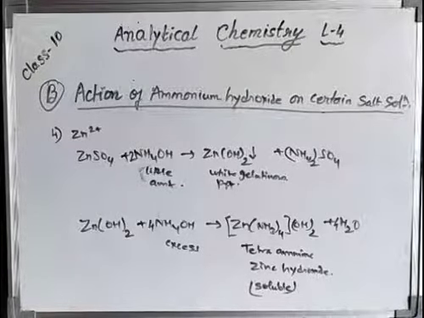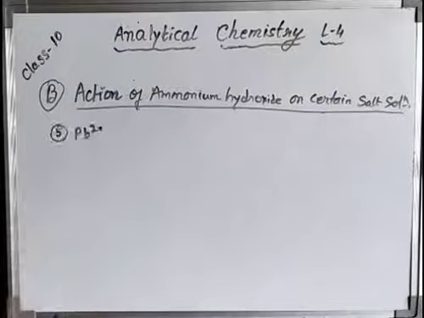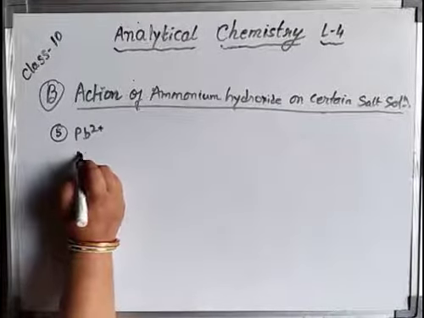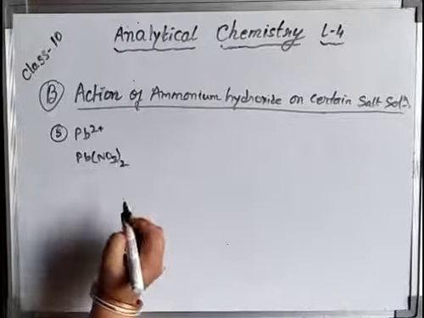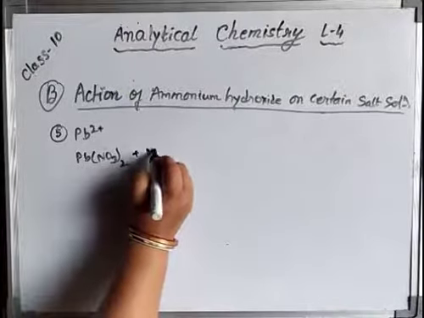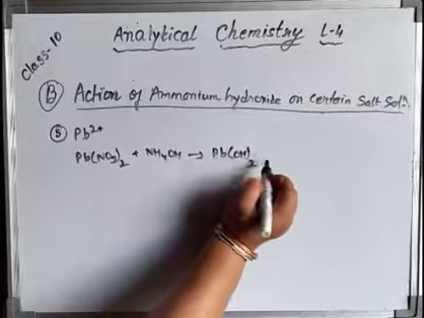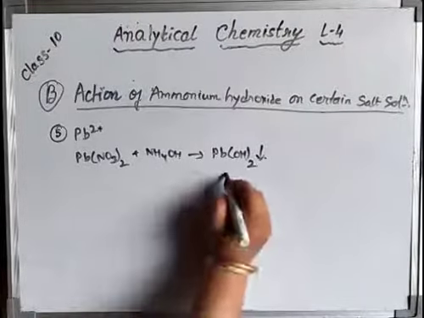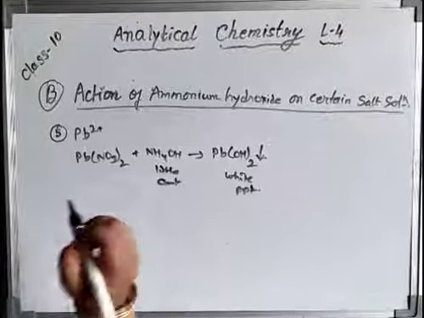Now coming to the last of this, that is lead. Lead salts, we will see how the lead ion reacts. Let us take one soluble salt, lead nitrate, plus ammonium hydroxide. They will give lead hydroxide. It is a precipitate, and lead is a representative element, so it is a white precipitate. It is a little amount. Okay.